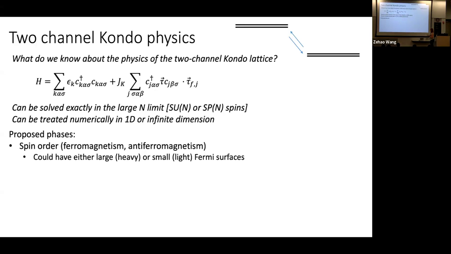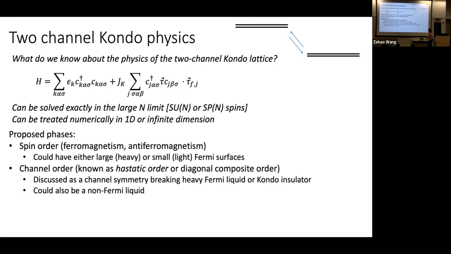So the proposed phases here: you can have ordering of your spins, which is what I'm using to call this ground state doublet. So it's ferromagnetism or antiferromagnetism or something like that. But if your ground state doublet is quadrupolar, then it's actually ferro-quadrupolar order or antiferro-quadrupolar order or octopolar order. But some ordering of this ground state doublet. And hypothetically, you could have large or small Fermi surfaces with heavy fermion physics here as well.